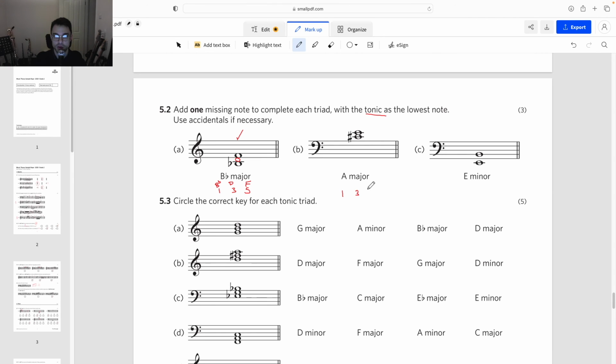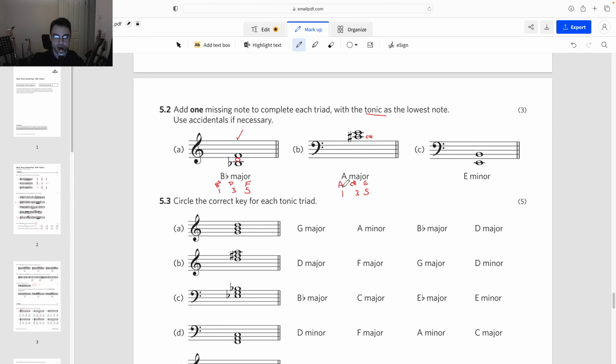1, 3, 5. What are the notes we need to build an A major triad? We need A, C sharp, and E. A, B, C, D, E. 1, 2, 3, 4, 5. What have we got? Do we have an A? That's not an A. That's a C sharp. We're in bass clef, by the way. Don't forget. So that's a C sharp.